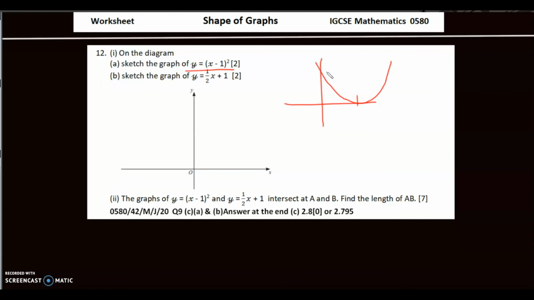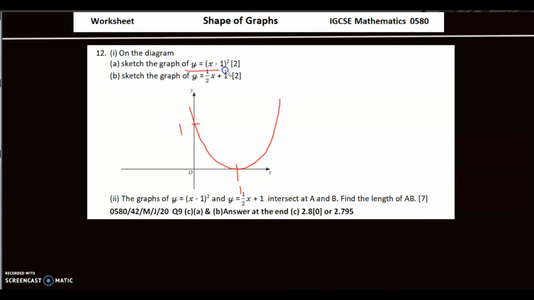So for that, we'll simply substitute x equals 0 here, and when x is 0, then y is (minus 1) whole squared, which is 1. So there we should have 1 over here and 1 over here. So that's how I'll sketch it. So here's 1 and here's 1. So it's going to look like this.